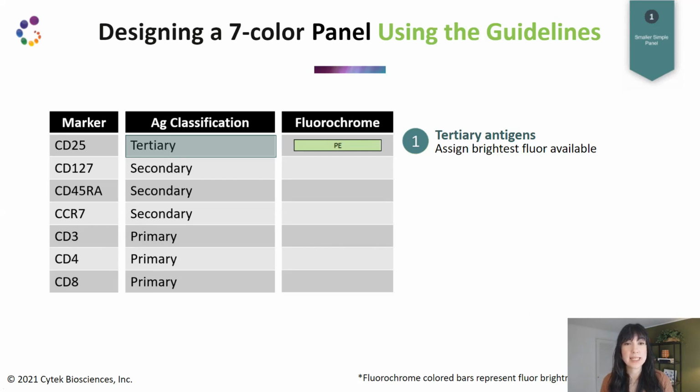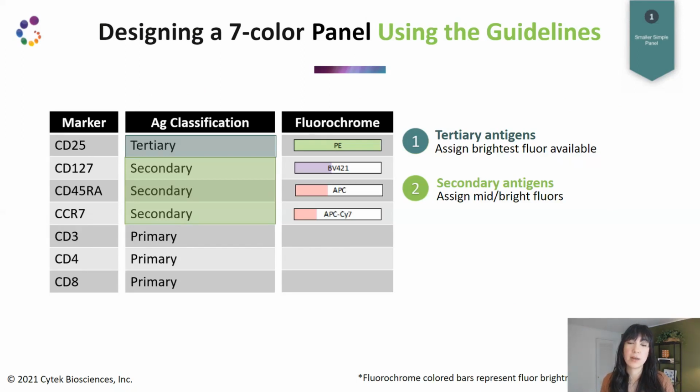Then we're going to move down the list to the secondary antigens. We're going to assign mid-bright fluors for that. So we're going to go with these 3 here. You'll notice that we have different colors in those bars. So the purple indicates that that's primarily excited by the violet laser. And then the actual intensity, I guess, of that bar is going to indicate the brightness of that fluorochrome. So you can see that BV421, the second one, is not as bright as PE. PE is our maximum brightness, but in general, we still think of BV421 and APC as pretty bright fluorochromes.